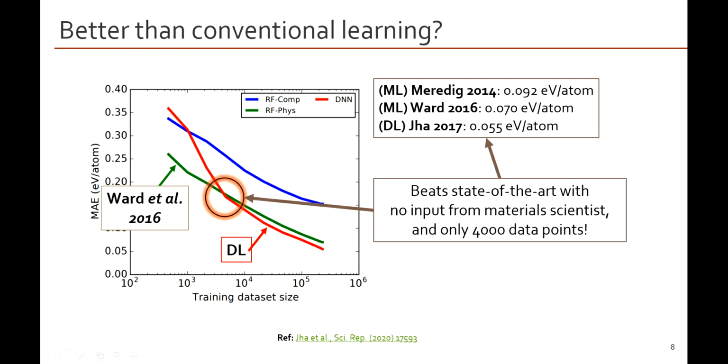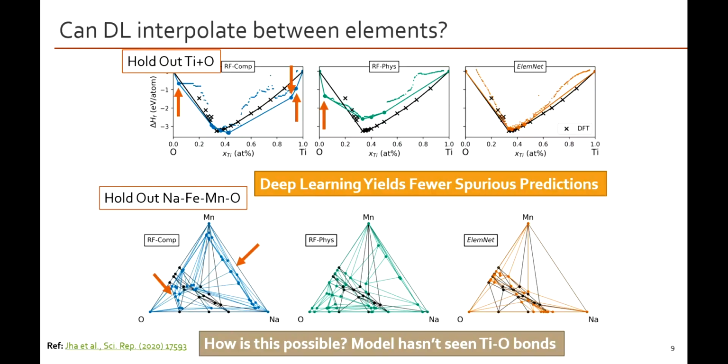And this is, to me, rather interesting, that we're able to beat the state-of-the-art model with only 4,000 data points, and you could have come up with this without any kind of physical intuition, or stated a bit more controversially, without ever having talked to a materials scientist. So this was a surprising result to me, and it got even more surprising.